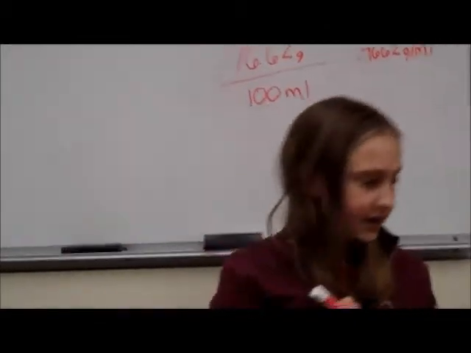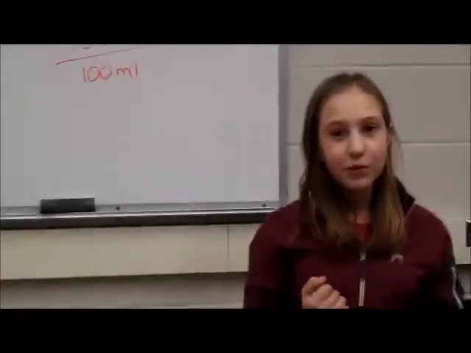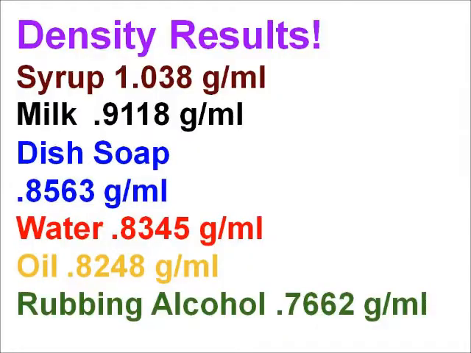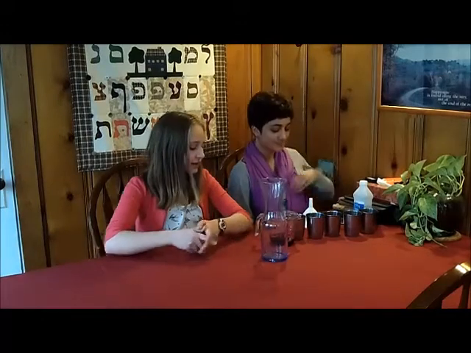Now that we've found the densities of all of our liquids, we can put them in order to create a 6-layer density tower. If a liquid is less dense than another, it will float on top of it. We found syrup to be the most dense, so we're going to use it as our first layer.